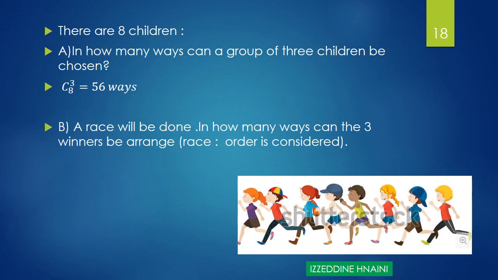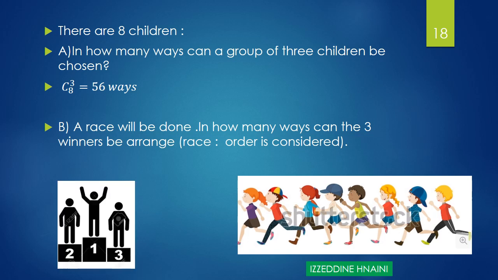Now we want to make a race. In the race, the order is important because we have rank 1, rank 2, rank 3. For example, if Sami is the first, Muhammad is the second, Tariq is the third, it is different than Muhammad is the first, Tariq is the second, and Sami is the third. So here the order is important, so we use the permutation 8P3, that is 336 ways.